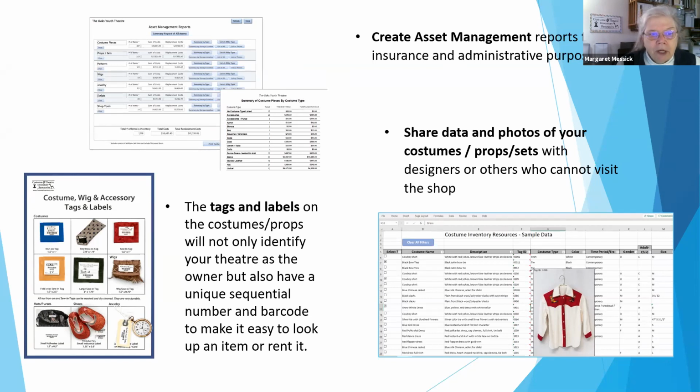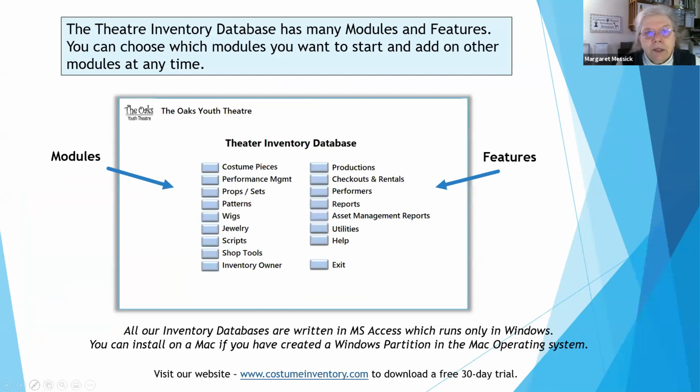We also have our tags and labels that we print for our customers that allow them to put tags in each item, so each one has a unique identifier. And it's especially important if you rent things out. A tag can have your theater name, a logo, phone number, that kind of information, plus the sequential number and the barcode.